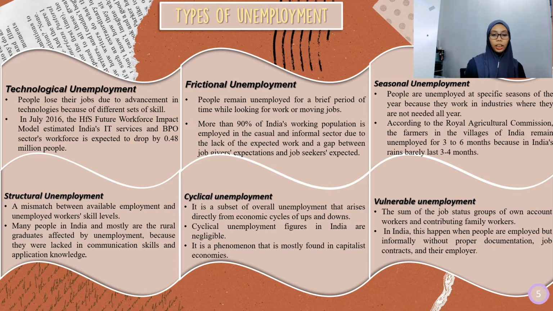Cyclical unemployment is a subset of overall unemployment that arises directly from economic cycles of ups and downs. However, this type of unemployment is negligible in India. And last, vulnerable unemployment, the sum of the job status groups of own account workers and contributing family workers. In India, this happens when people are employed but informally, without proper documentation.